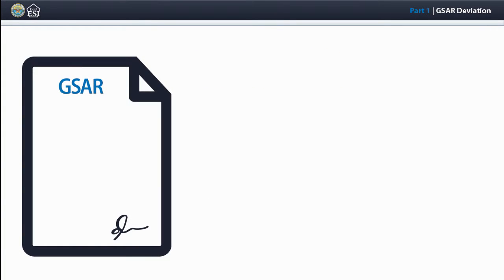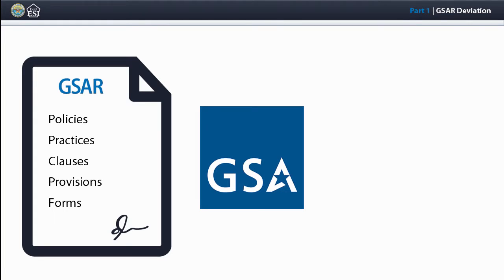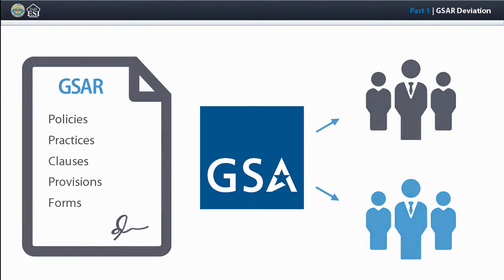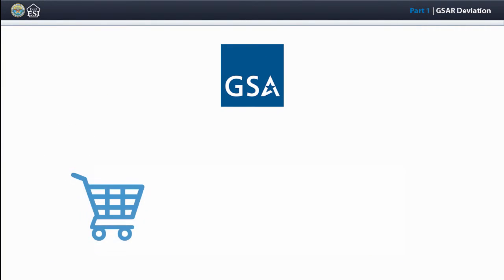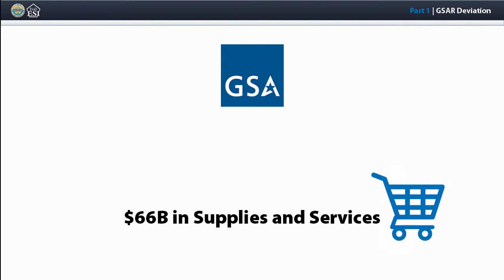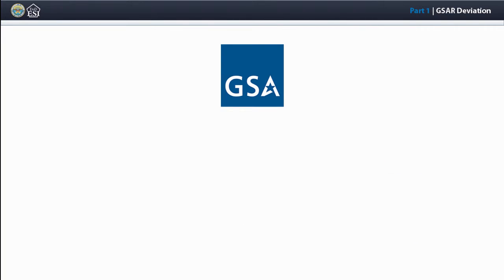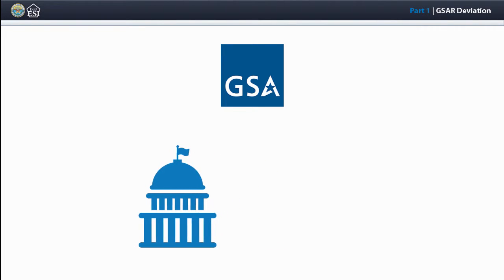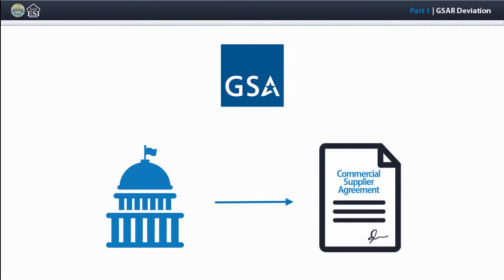The GSAR contains acquisition policies, practices, clauses, provisions, and forms used by GSA to control the relationship between GSA and contractors and prospective contractors. GSA oversees the procurement of $66 billion in supplies and services every year, much of which are commercial items. Many of the commercial items acquired by GSA or made available to the rest of the federal government on ordering vehicles include Commercial Supplier Agreements or CSAs.